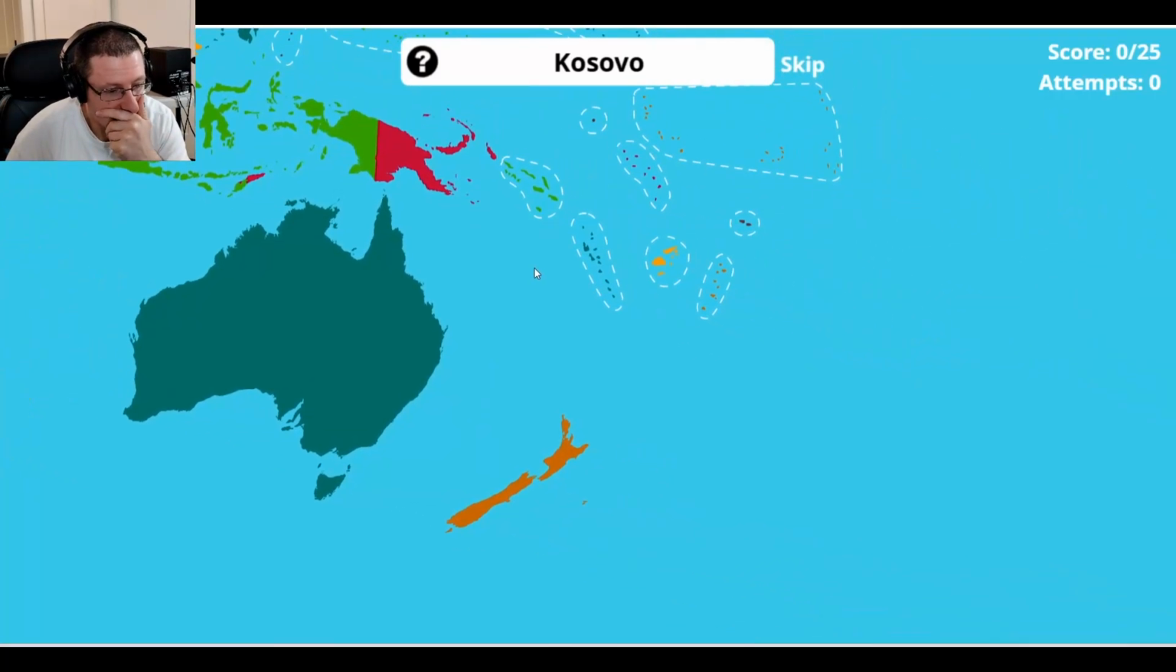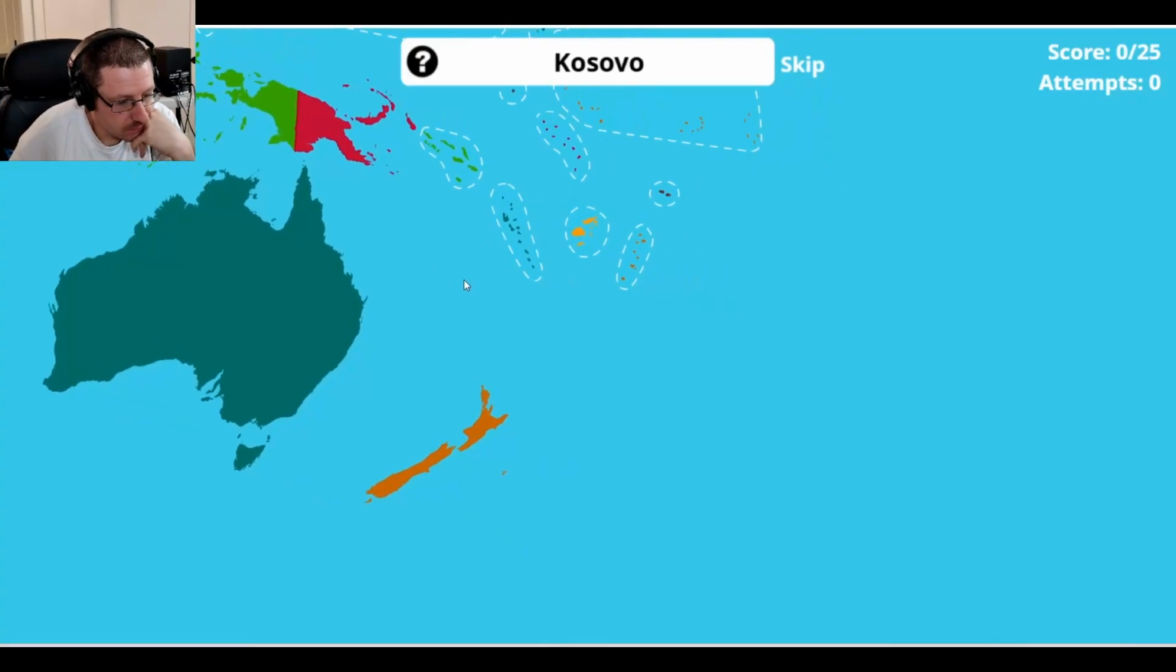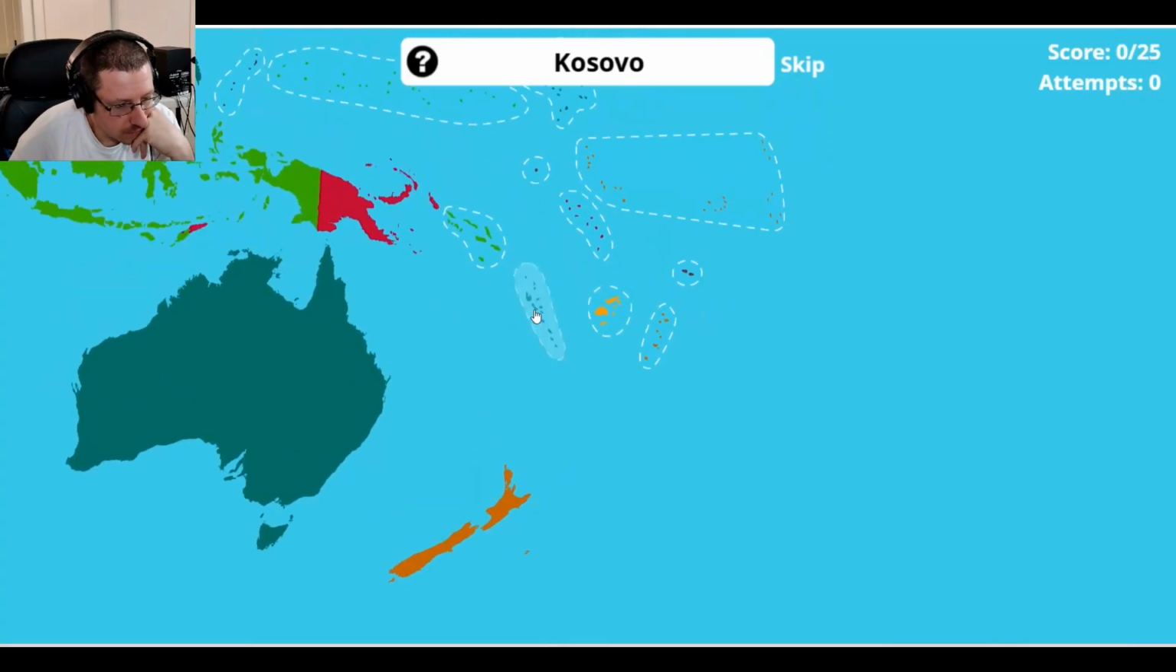Over here, so if this is Tuvalu, this is Tuvalu. This is Vanuatu. Right underneath it is New Caledonia. New Caledonia has the biggest lagoon in the world.